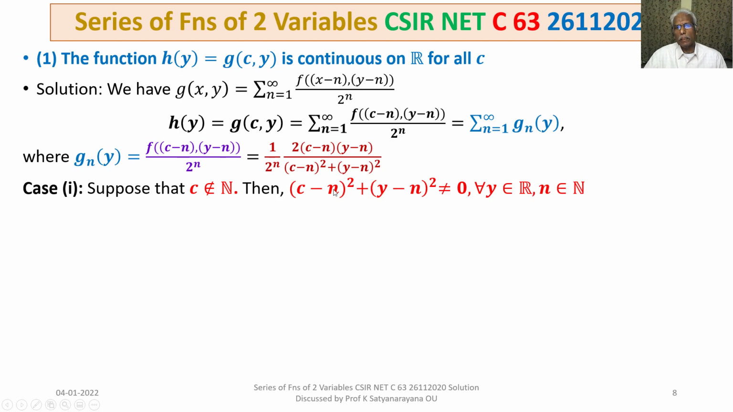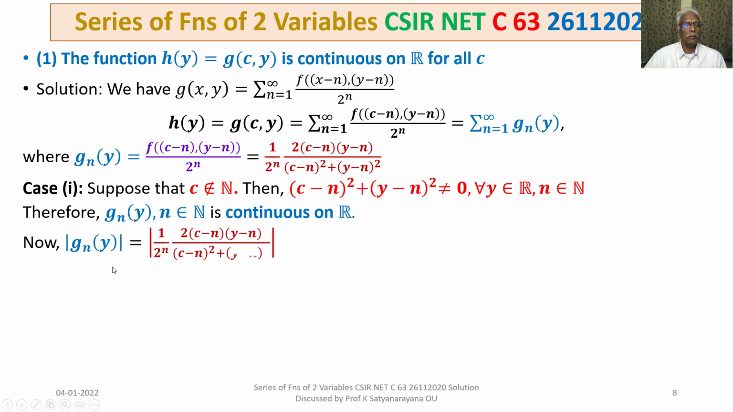So this is the denominator. The denominator is not disturbing the continuity. Therefore, the whole function will be continuous, and thereby g_n of y will be continuous. Therefore, g_n of y, n belonging to N, is continuous for all y, that is, g_n of y is continuous on R.